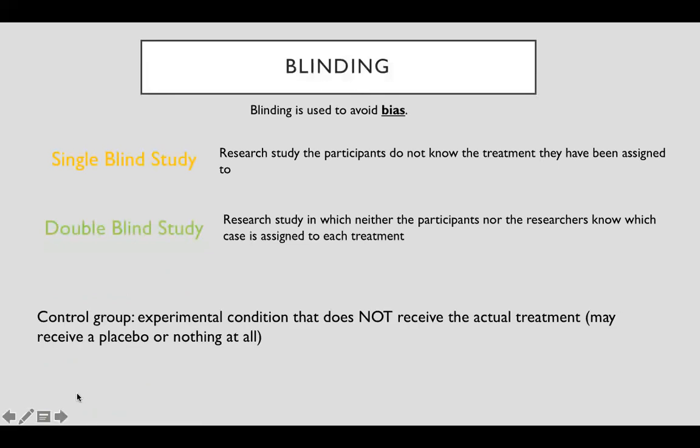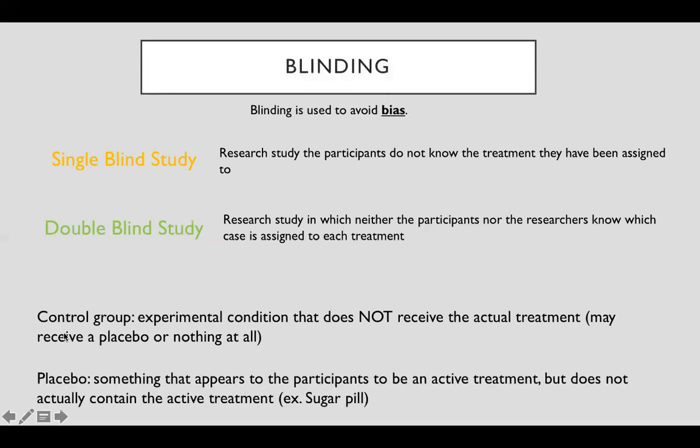And also, there's a control group. That is when you have an experimental condition that does not receive the actual treatment. So it is a group that stays the same, so you can compare it to the group that is receiving the actual treatment. So this control group may receive a placebo, or they may receive nothing at all. If you need a refresher on what a placebo is, it's something that appears to the participants to be an active treatment, but it doesn't actually contain the active treatment.